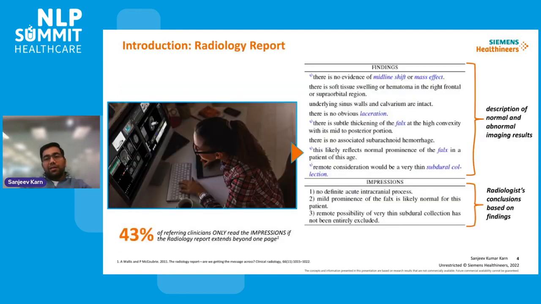So as you can see on the right part, you see a sample of a radiology report, and this report has a findings section which basically describes normal and abnormal imaging results that the radiologist found in the study. And then on the bottom you see the impression section where the radiologist basically makes a conclusion out of the findings. And this impression is basically the important or the core diagnoses that were found during the study in the findings, and this eventually will be consumed by the referring physician.